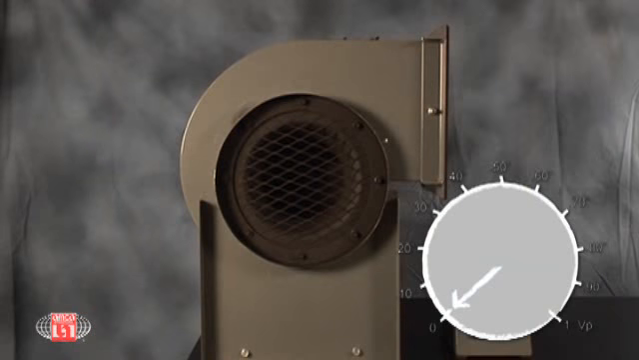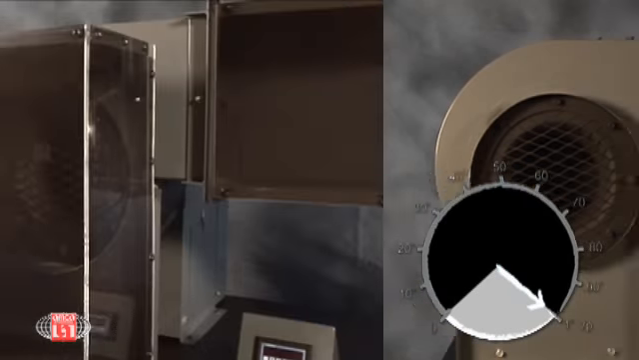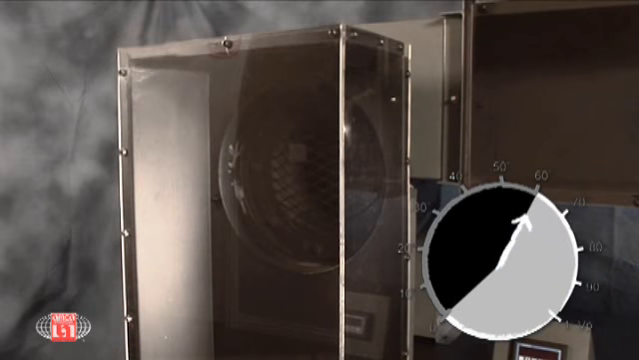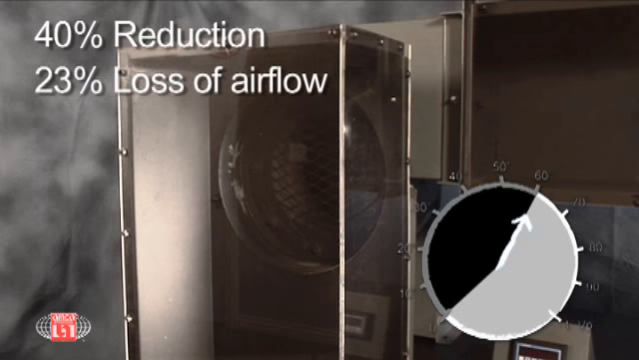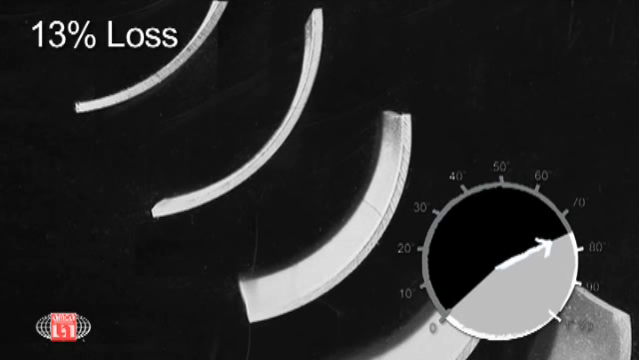Let's assume we use an open inlet as a benchmark, with the inlet velocity set to 1 inch of water velocity pressure. If we affix a poorly designed right-angle inlet box directly to the inlet side of the fan, our velocity pressure is reduced to just 0.6 of an inch water, a 40% reduction, which equates to a 23% loss of airflow. If we improve the design by adding turning vanes to the inlet box, we improve the velocity pressure to 3/4 of an inch water, but that's still a 13% loss of airflow.